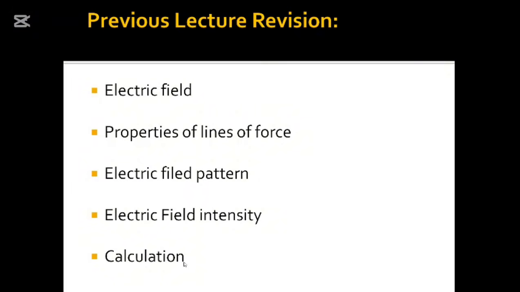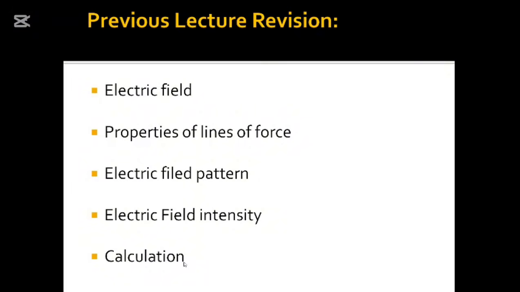Now, previous lecture revision. Our previous lecture is on electric field. We said that electric field is that particular region in which a charge has its force influencing other charges. I used an example: if you have a charge called Dr. UD Jesus, the field of Dr. UD Jesus is the region within which other charges around can feel the force. That is called electric field.